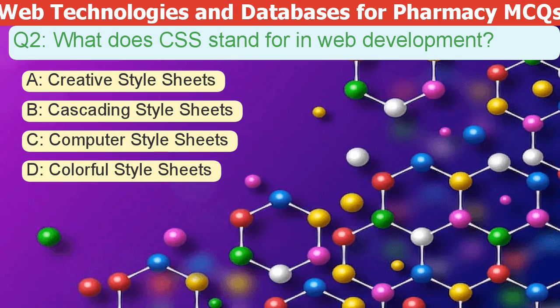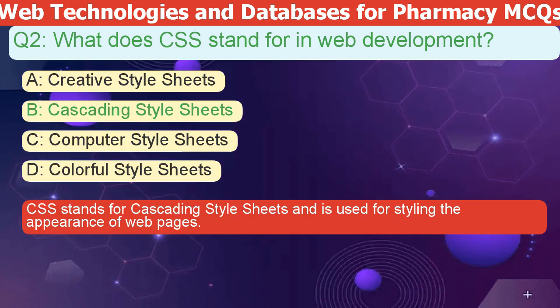What does CSS stand for in web development? A. Creative Style Sheets. B. Cascading Style Sheets. C. Computer Style Sheets. D. Colorful Style Sheets. The correct answer is B. CSS stands for Cascading Style Sheets and is used for styling the appearance of web pages.